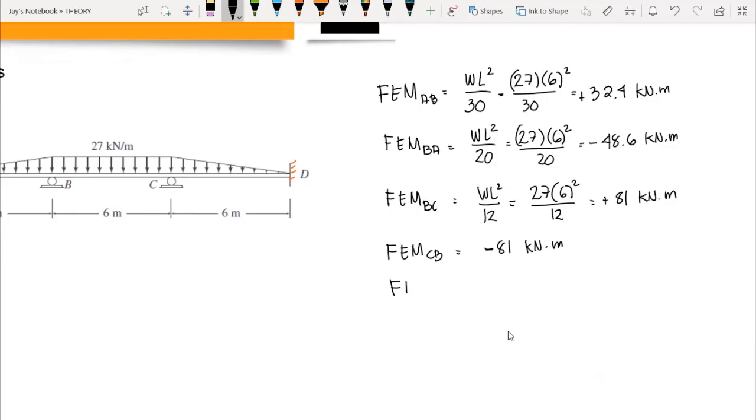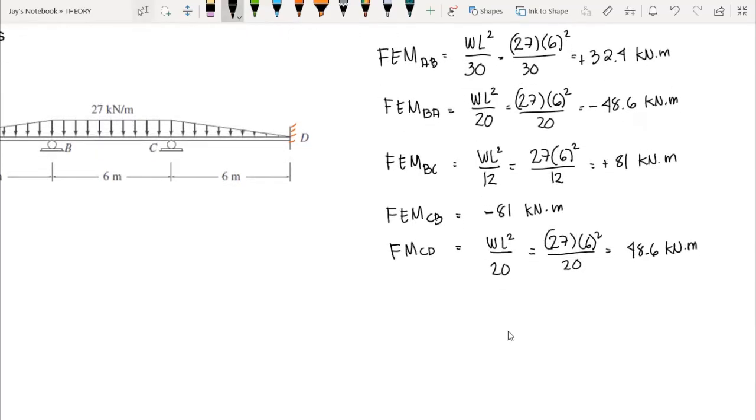Now, lastly, we have the fixed end moment of CD. We have WL squared over 20 because that is the location of the highest magnitude of our triangular load. So we have 27 times 6 squared over 20. That is positive 48.6 kilonewton meters because that is counterclockwise in direction. And lastly, we have FEM DC. We have WL squared over 30, and we have already computed that one. This is the same as AB but opposite in direction. We have negative 32.4 kilonewton meters. So we now have these fixed end moments for all supports.